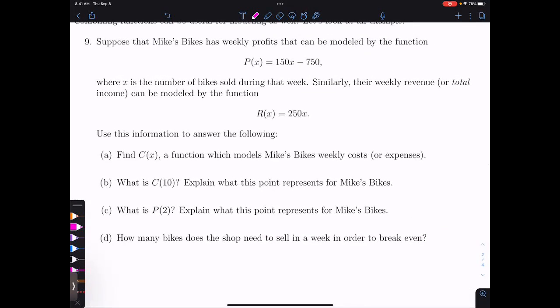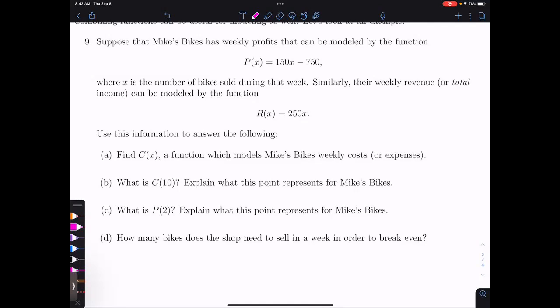Okay, so this bike shop has weekly profits that can be modeled by the function P of x is 150x minus 750, where x is the number of bikes sold during that week. Okay, so we're just looking at one week at a time, right? So that's our frame of reference. We're just looking at what happens last week or whatever. We know how many bikes were sold that week. We have this function that tells us the profit. What's profit? How much money you made, right?